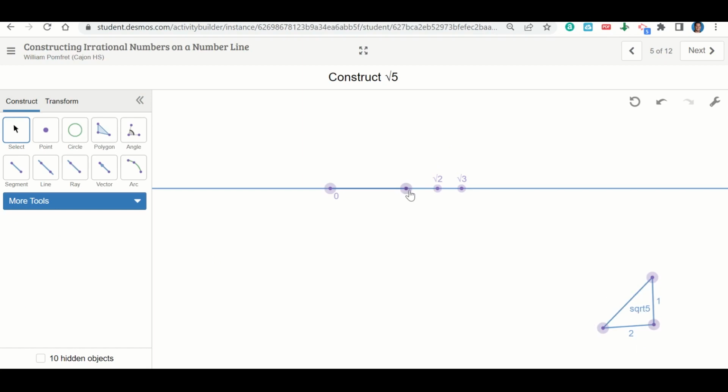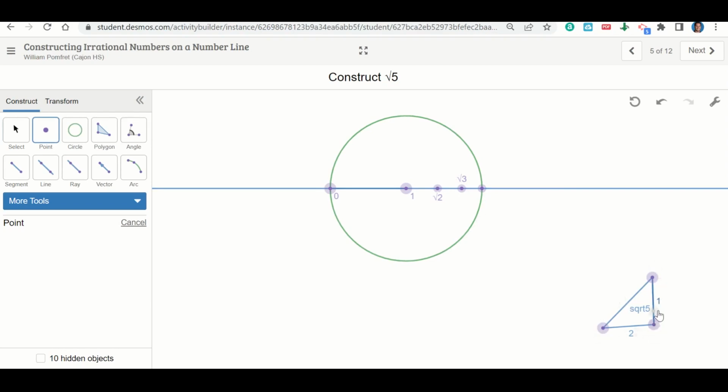So now all I need to do is find where 2 is. Well, if this distance is 1, then if I copy that distance over here, it would be 2. So what I'm going to do is use the circle tool and go from 1 out to 0 here. So I have a radius of 1 here and a radius of 1 here. So this point here, where the circle and the number line intersect, that point should be exactly 2. So now I have my 2.